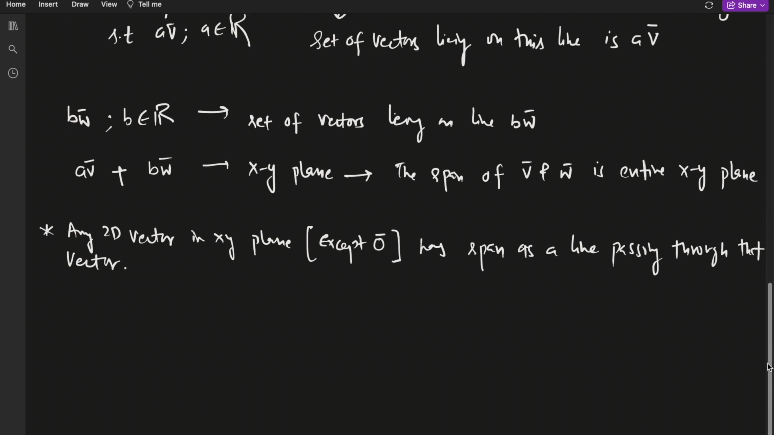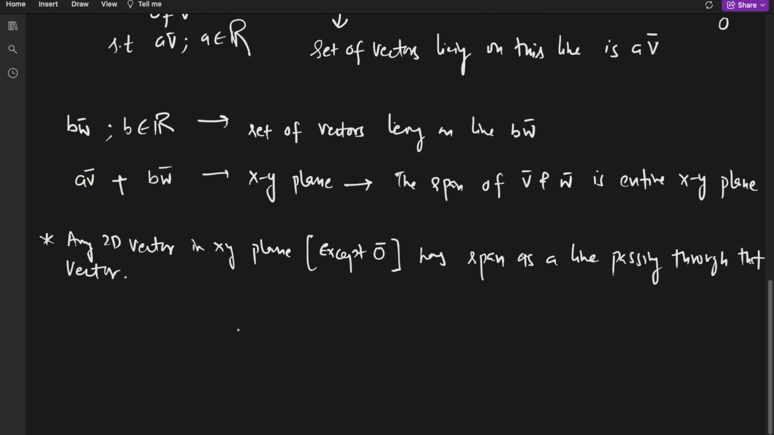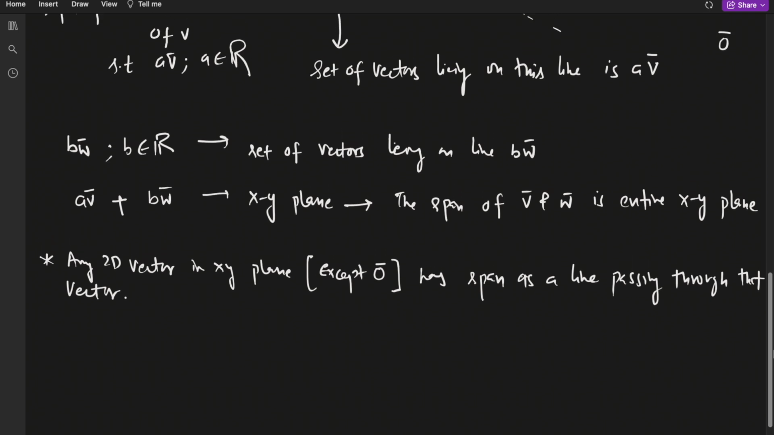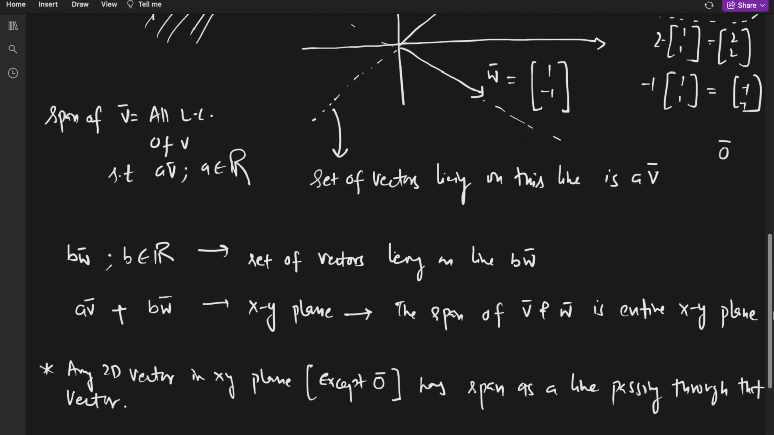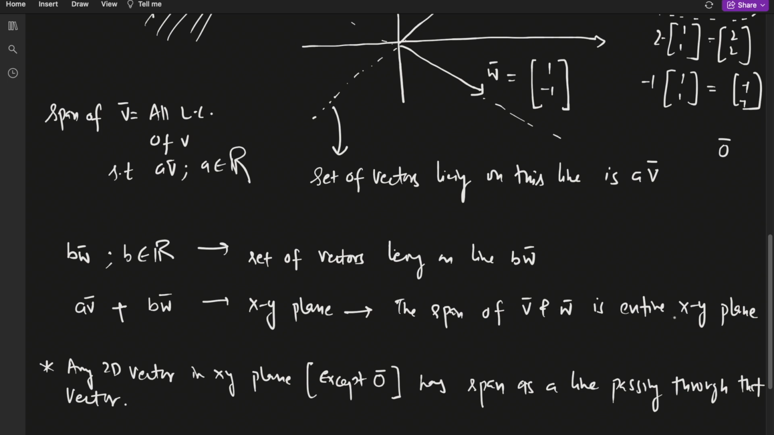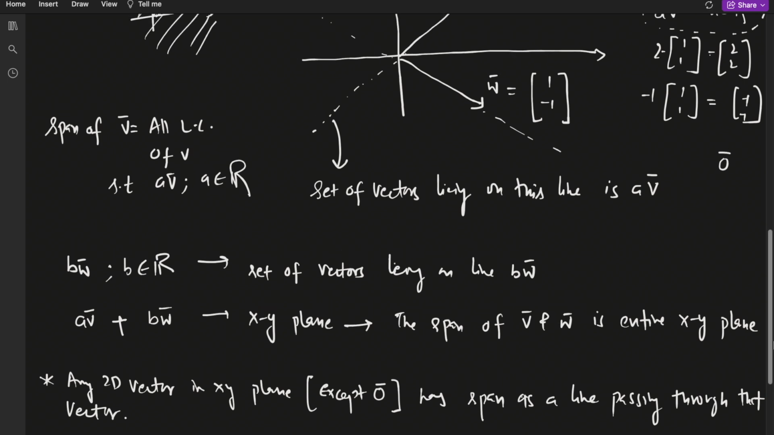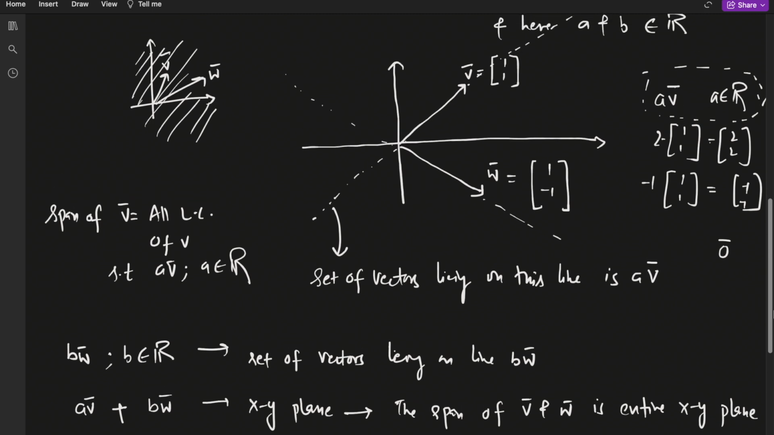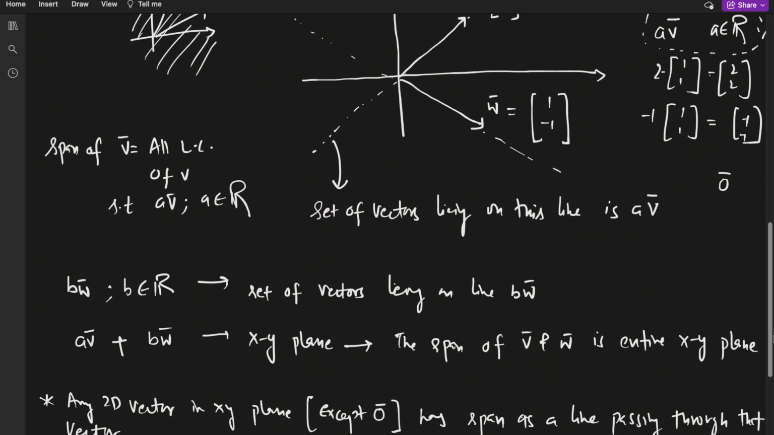All right. And when we take two such spans, two one-dimensional spans which are not coinciding, which are independent, then the combination of those two 1D spans becomes a 2D span. So that's why this terminology comes up, that these two vectors v and w, which are linearly independent, fill the entire xy plane. By filling, I mean that you can get any vector using these two vectors.